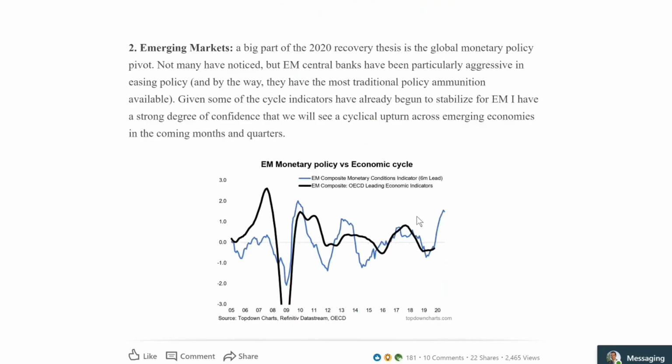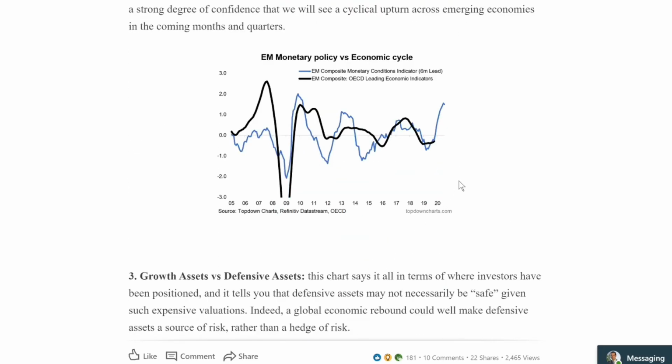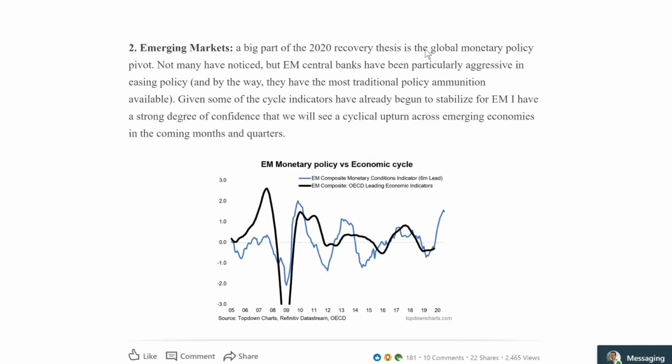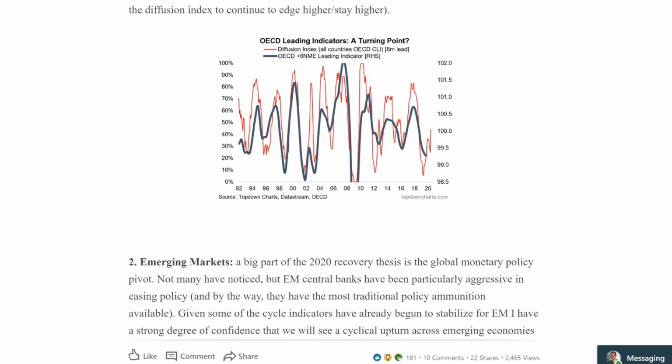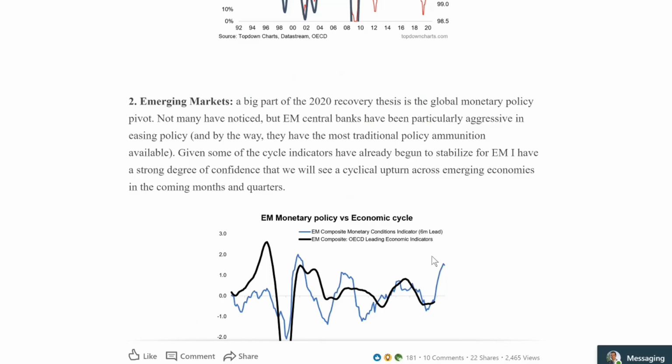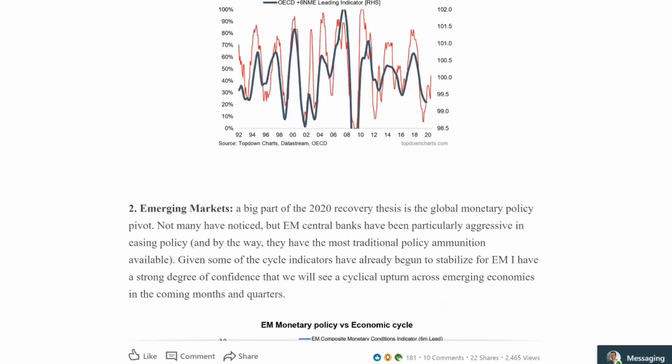But should these two come to pass, it's going to make for a fairly constructive backdrop, and that's going to have pretty significant implications across asset classes. I do echo the implications of these two charts across the rest of them, so definitely keep these in mind.